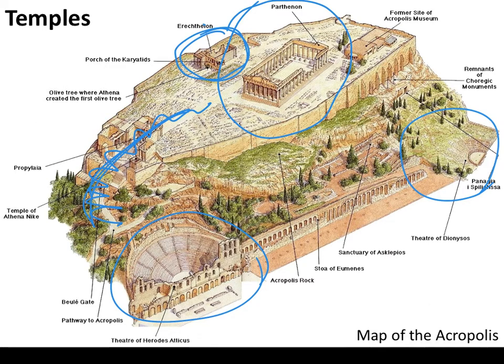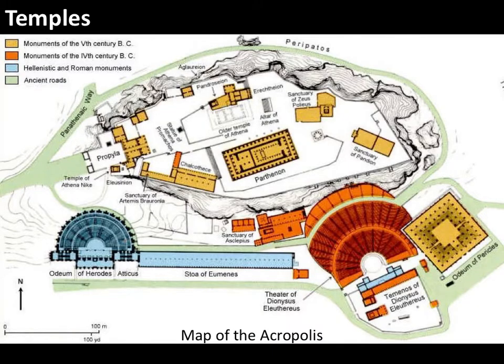So there's multiple things going on with this structure. But first, I want to focus on the Parthenon. This is another map of the Acropolis that's, I think, a little bit easier to see where all of these pieces are.